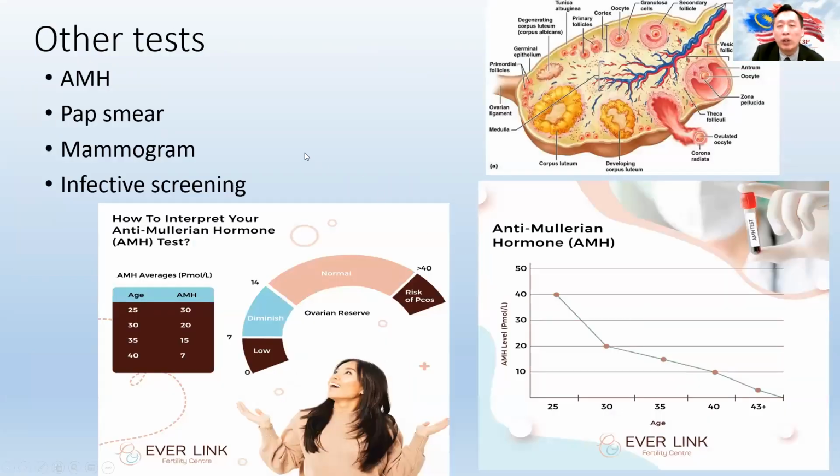Other tests you can do at the GP practice include anti-Mullerian hormone. This anti-Mullerian hormone is secreted by the young follicles inside the ovary. As you know, when ladies age, the follicles inside the ovary become depleted, so the AMH will start dropping every year. We want to know whether these ladies are in the normal range of anti-Mullerian hormone.